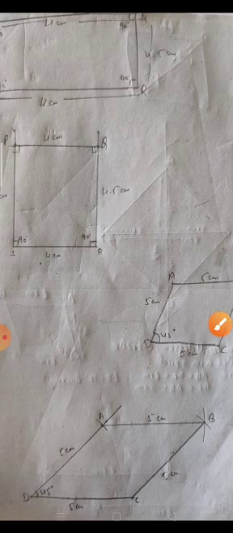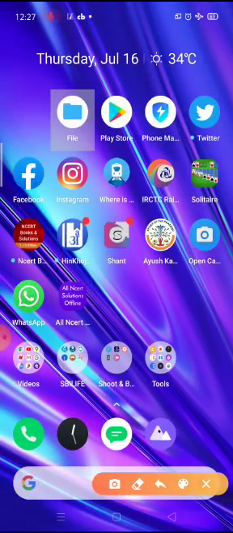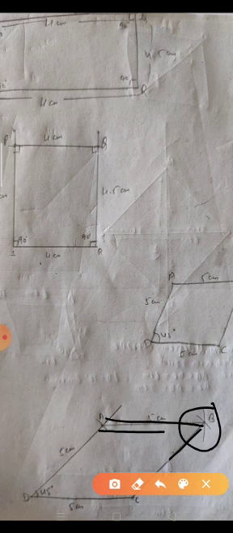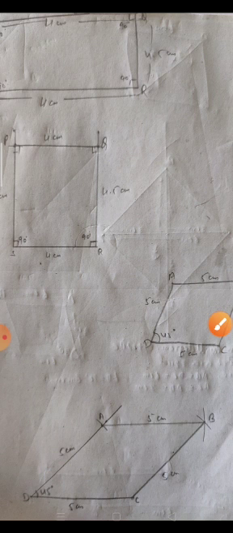Now from A again we take a 5 cm distance measurement and cut a mark, and from C also we cut a mark. So there is the given mark. Now we join both lines, this and this also. So this is the construction of the rhombus.